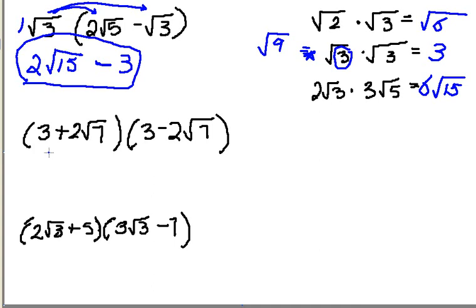If we're given two binomials, we have to FOIL this out. All right, first, 3 times 3 is 9. Okay, no radicals there. Then we're going to go outer. 3 times minus 2 square root 7. So multiply the numbers part. 3 times minus 2 is going to give me a minus 6. And then multiply the radical part. Well, there's no radical here, so I'm just going to end up with square root 7.